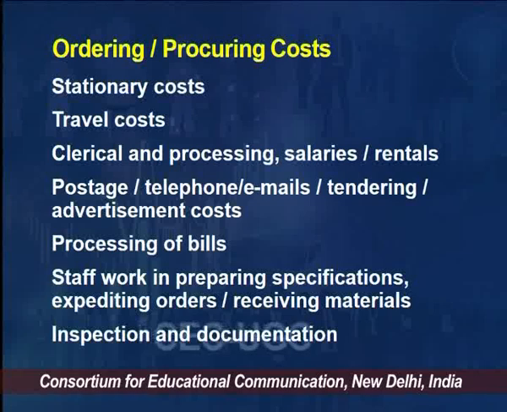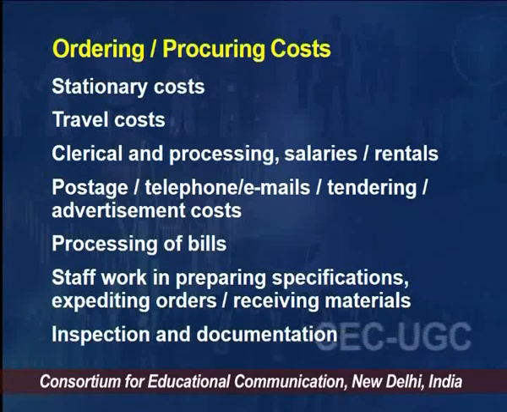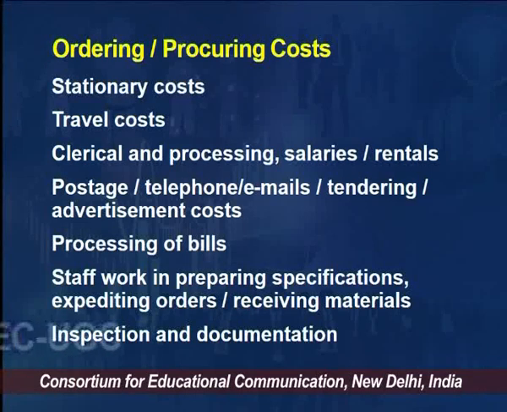Number 1, stationery costs, travel costs, clerical and processing, salary, rentals, which is there on the slide, postage, telephone, mails, tendering, advertisement costs, processing of bills, staff work in preparing specifications, expediting orders, receiving materials, inspection and documentation. So these are some of the examples of ordering or procuring cost.